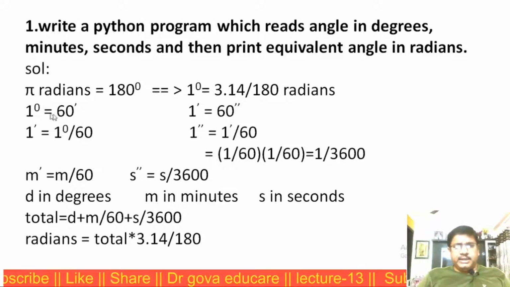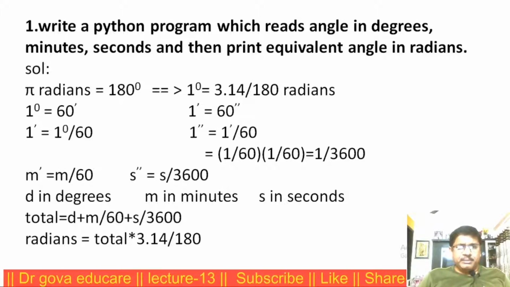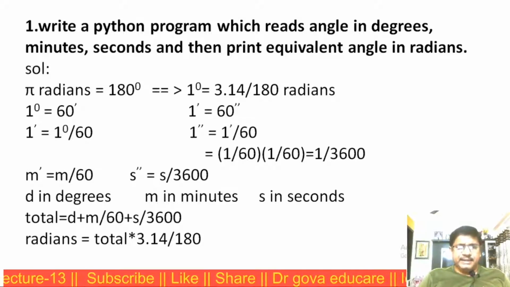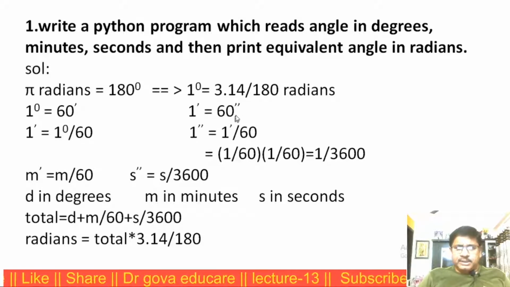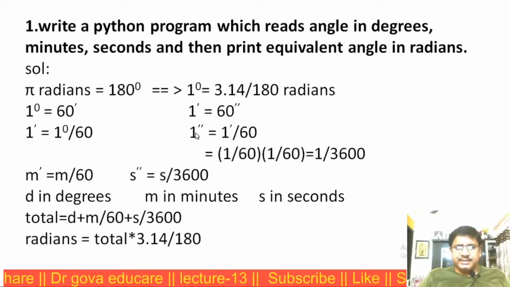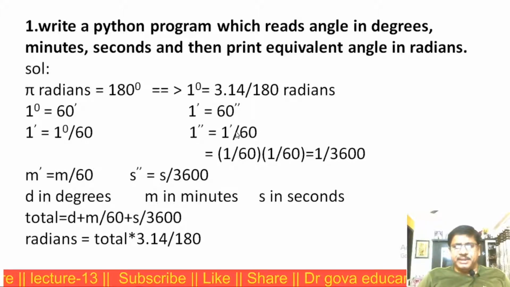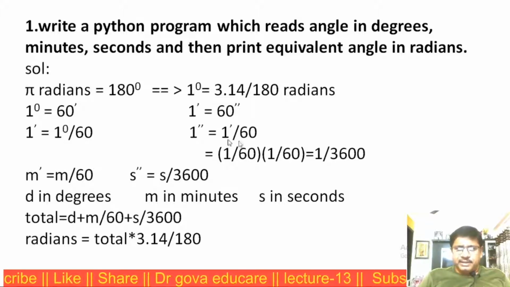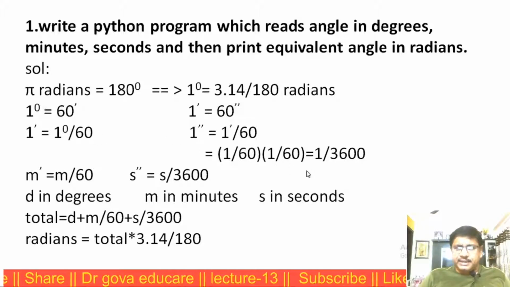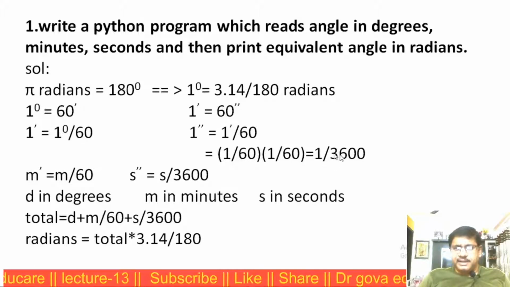Similarly, 1 degree is equal to 60 minutes, so 1 minute is equal to 1 by 60 degrees. 1 minute is equal to 60 seconds, so 1 second is equal to 1 by 60 minutes. This is equal to 1 by 60 into 1 by 60 degrees, which is 1 by 3600 degrees.